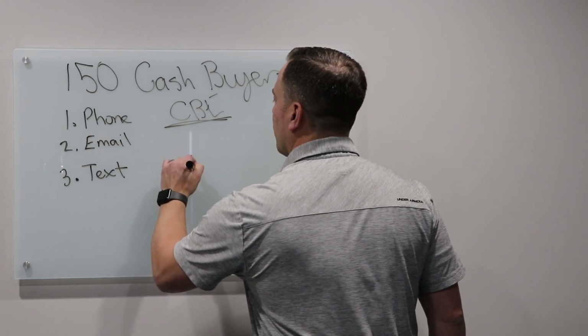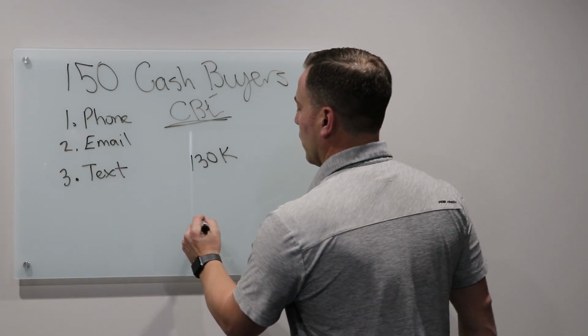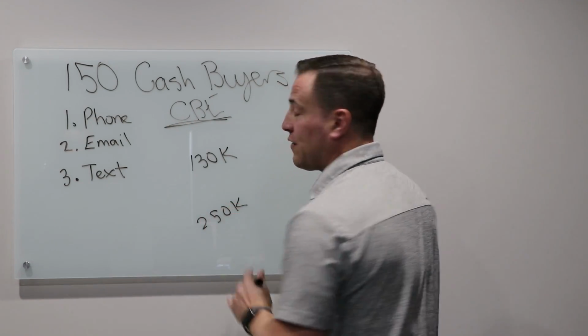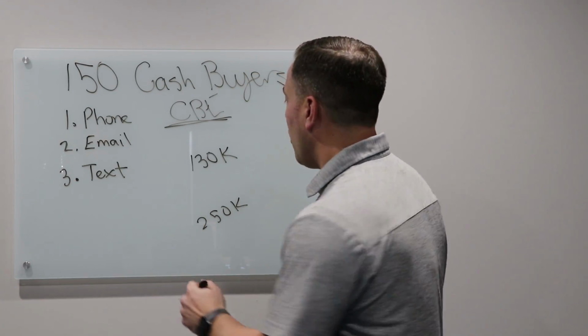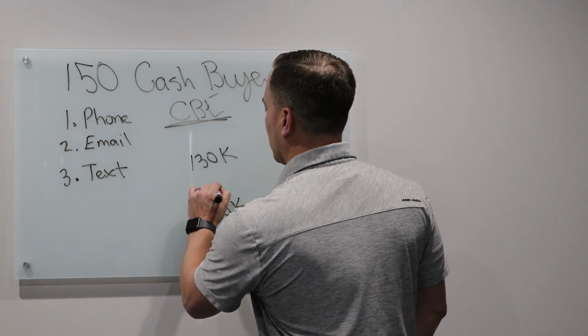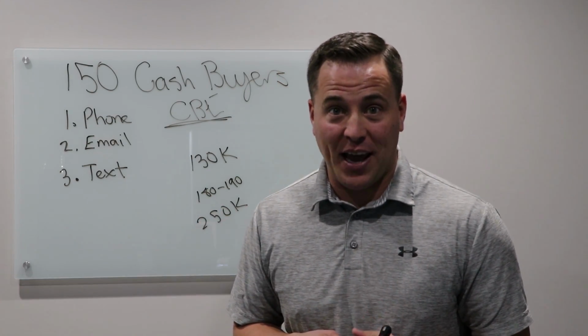So if you have a home that you put under contract for $130,000, hypothetically speaking, and when it's all fixed up, it's worth $250,000. On something like this, you can possibly sell this contract between $180,000 and $190,000, okay?